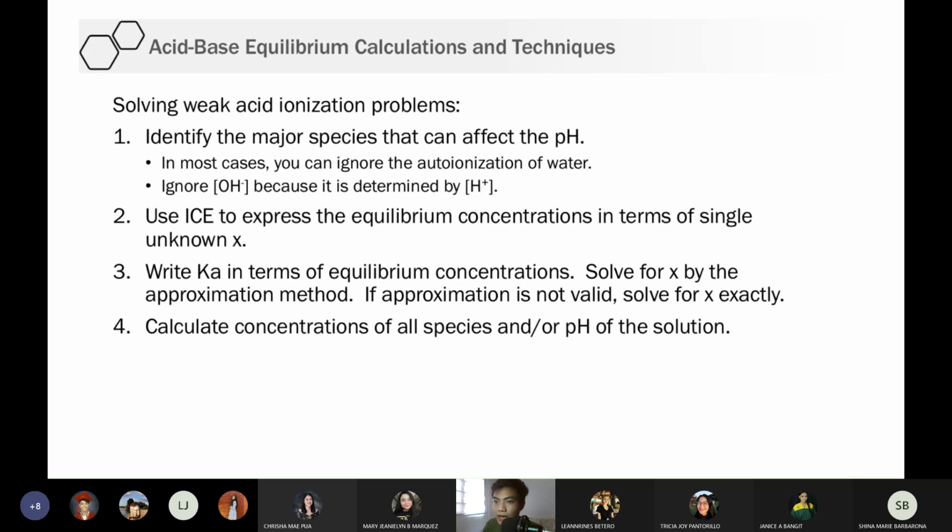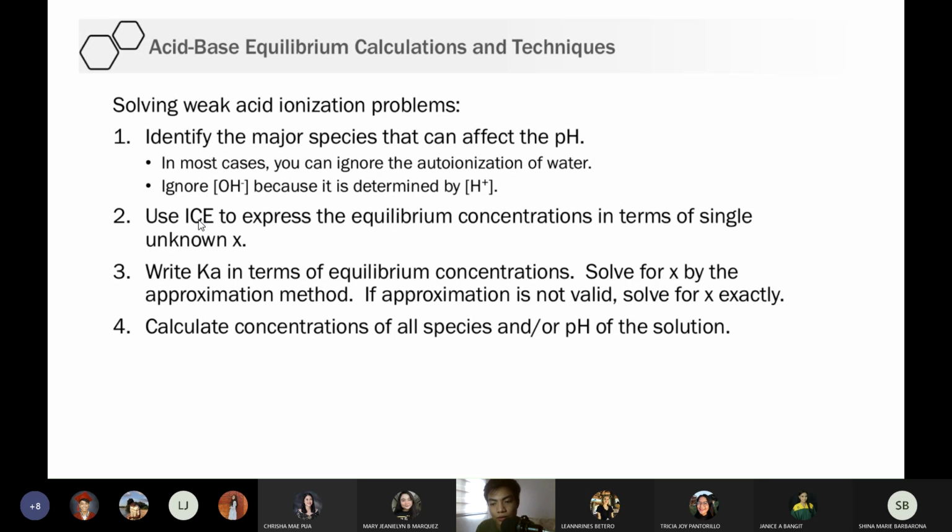The I for the ice table stands for the initial concentration, the C stands for the change in concentration, and the E stands for the equilibrium concentration expression. The initial concentration is usually given in the problem. If it is not given, then the initial concentration is equal to 0.